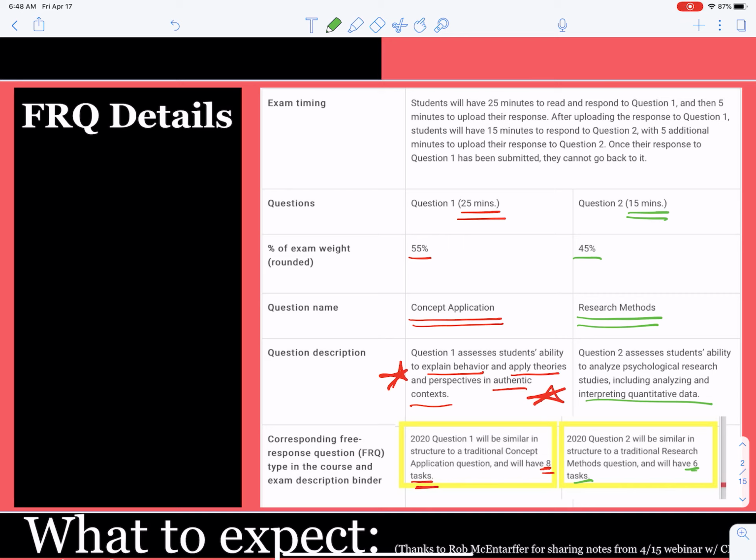You're going to have 15 minutes, and you're going to be given 6 bullet points, probably some information. You're going to have to probably interpret some data, analyze some research that they're describing in the problem, and that's it. You're done with it.